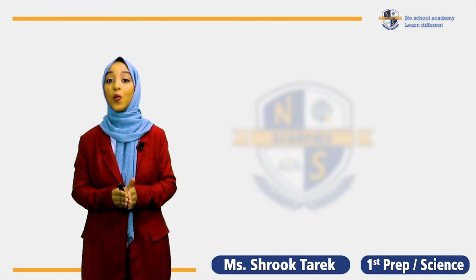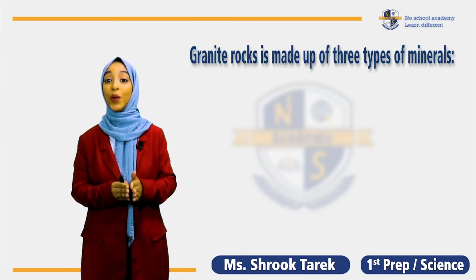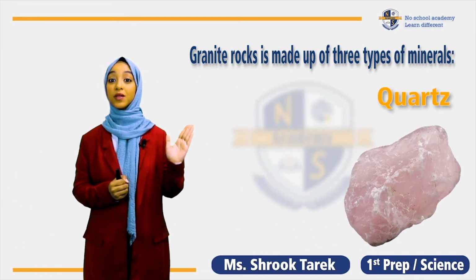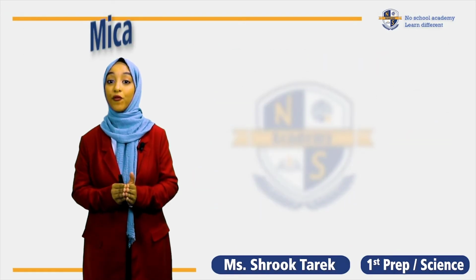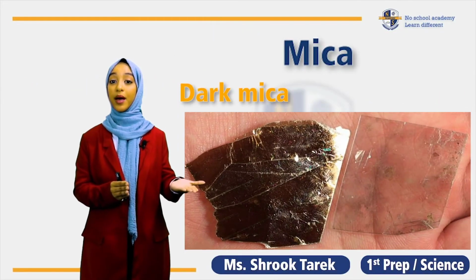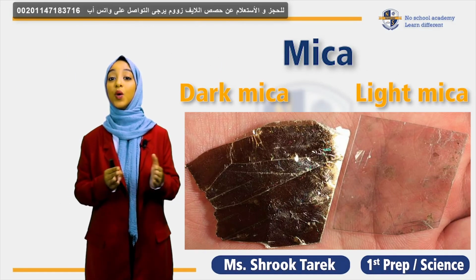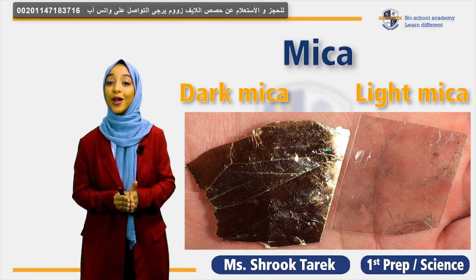Granite rocks are made up of three main minerals. We have something called quartz, تاني حاجة feldspar، وآخر حاجة mica. We have what's called dark mica and light mica. ونقدر نشوف الفرق ما بين الثري minerals في الصور اللي أنا عرضتها لكم من شوية.